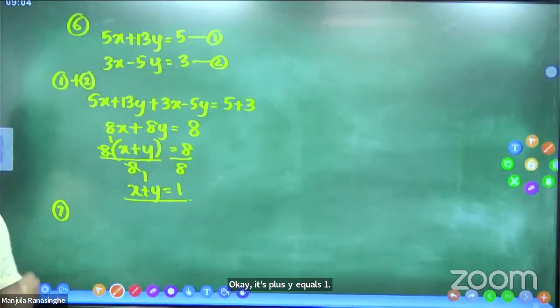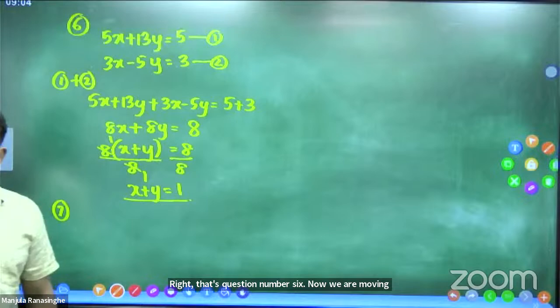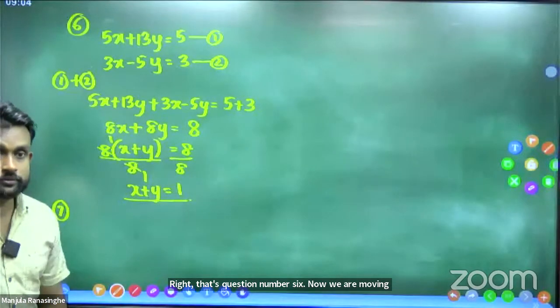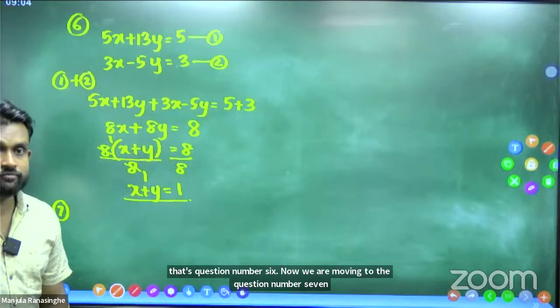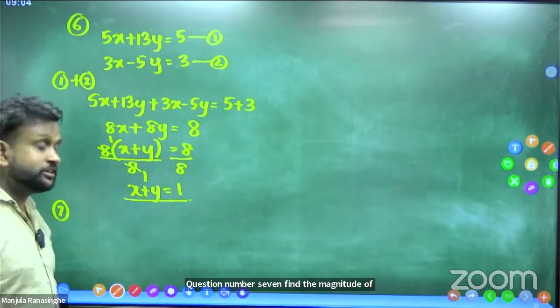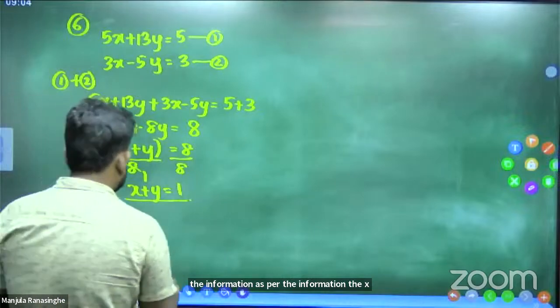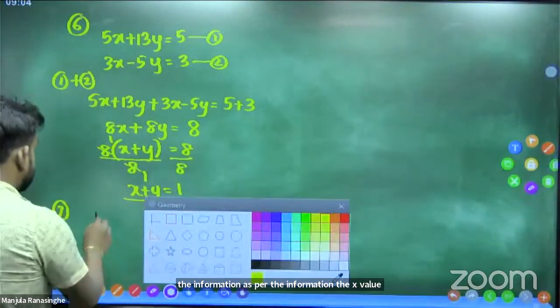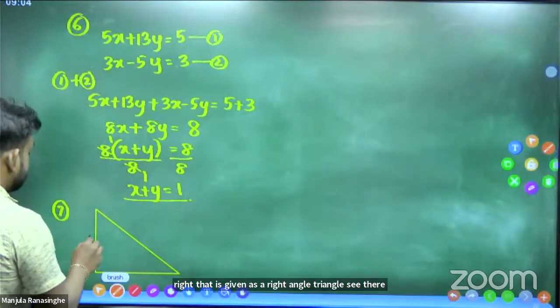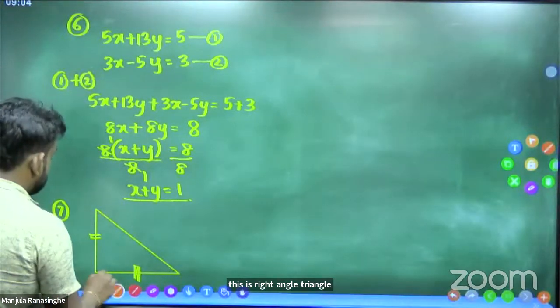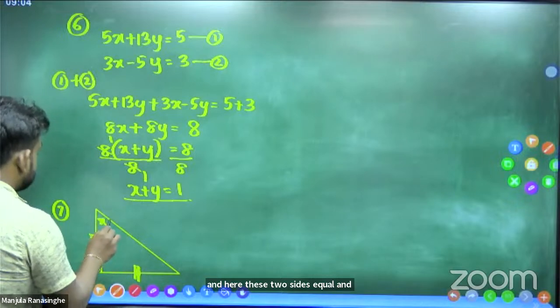Now we are moving to question number 7. Find the magnitude of the unknown from the information. As per the information, the x value is given in a right angle triangle. See, this is a right angle triangle, and here these two sides are equal. And here is 90 degrees, and here x is asked.